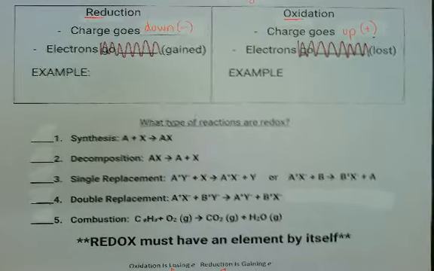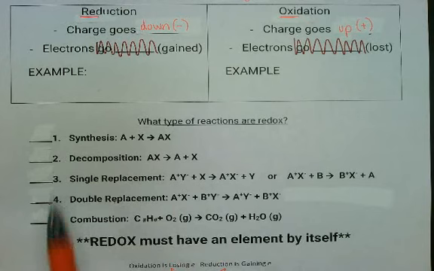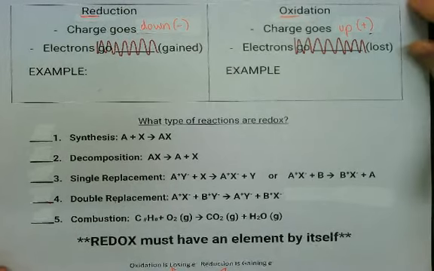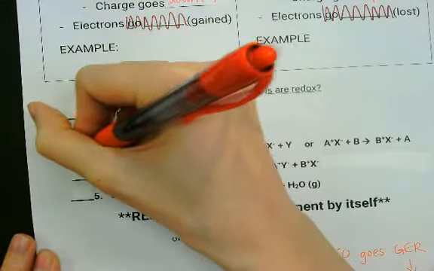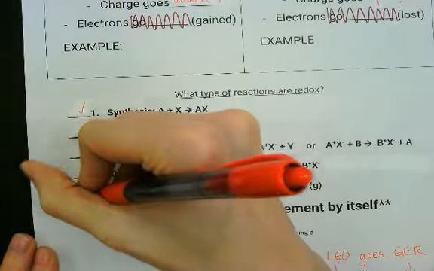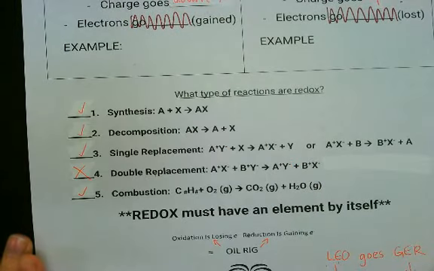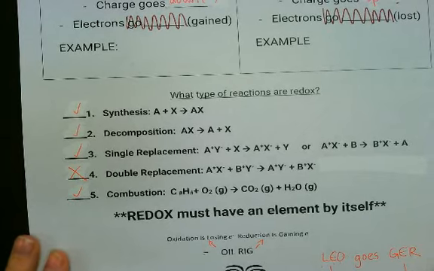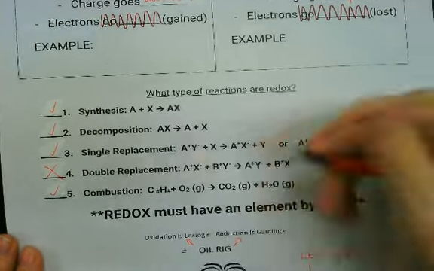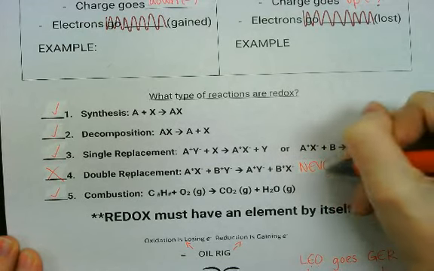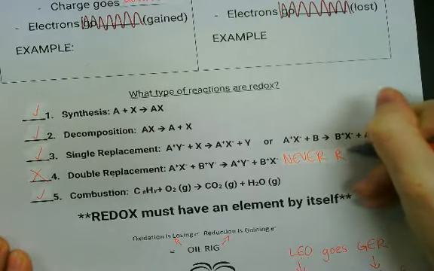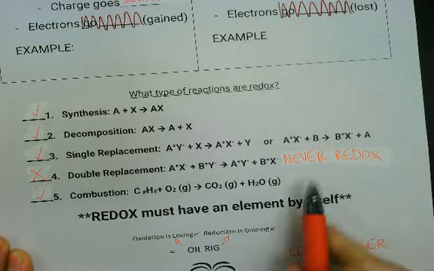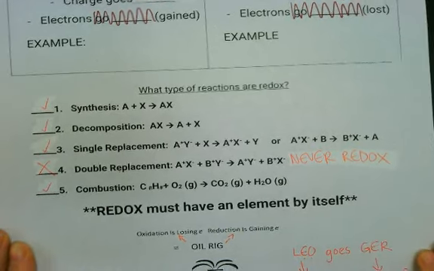And then finally, I told you that most of the reactions we have talked about are able to be redox, with one exception, so we are going to touch on that now. I want you to draw a check mark next to every single reaction except double replacement. I'm going to put an X next to double replacement. This is because double replacement reactions are never redox. All of our other reactions can be redox, but double replacement is never redox.